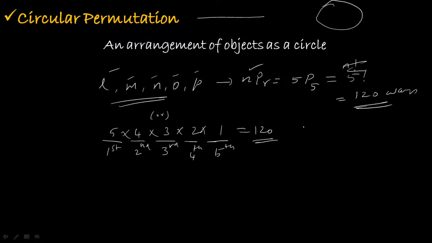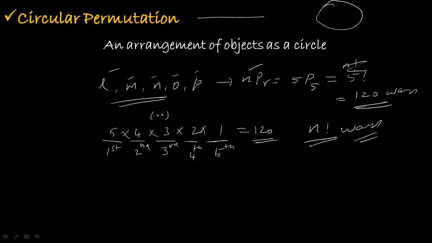In general, if it is n objects, we totally have n factorial possible arrangements. There are n factorial possible arrangements we can give. So this is in the case of linear permutation. Now let me take you to the concept of circular permutation by taking the same example.